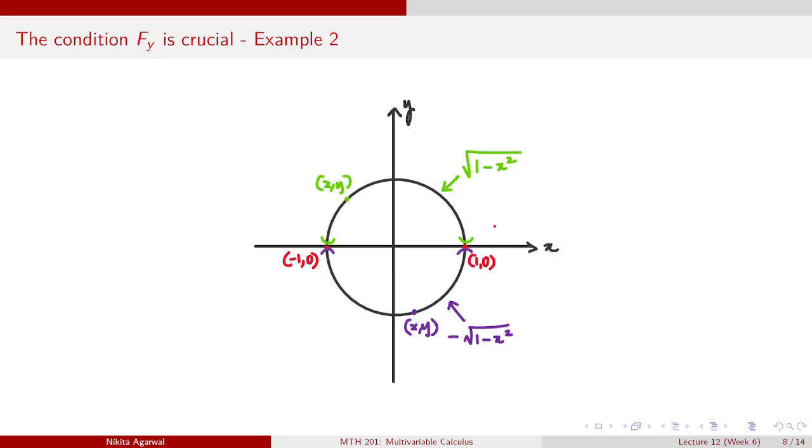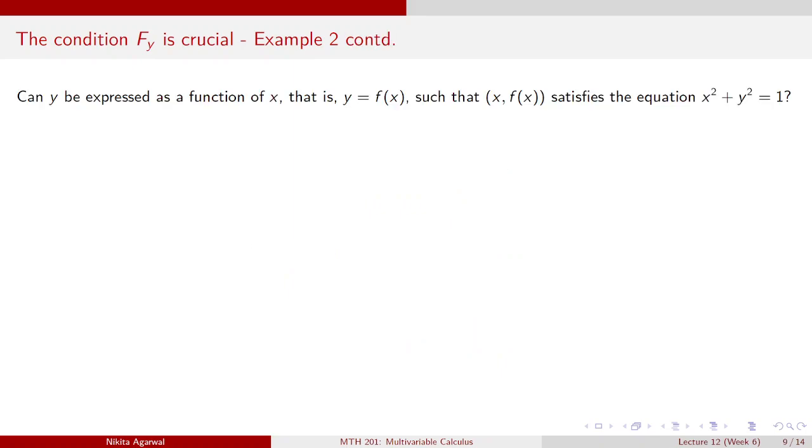We just spoke in words, using the picture, but let us formally write it down. So the question is, can y be expressed as a function of x, that is y equal to f(x), such that (x, f(x)) satisfies this equation, right? Here, what is capital F? It's x square plus y square minus 1, because the equation is capital F(x, y) equal to 0.